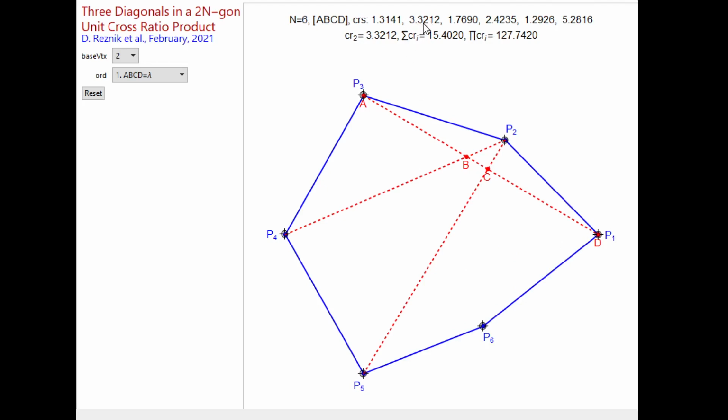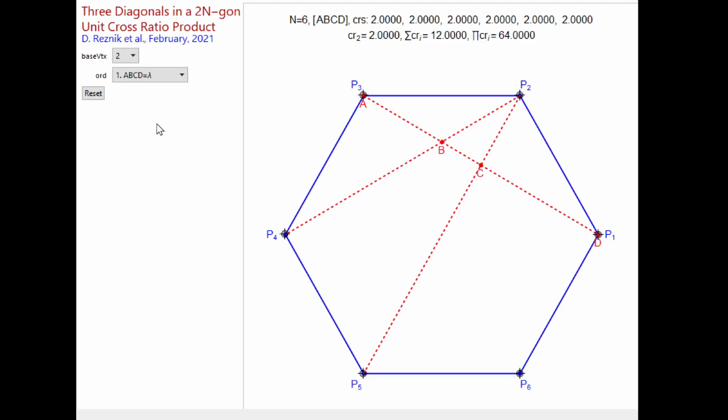Now what this video is about is actually a different phenomenon. Let's go ahead and go back to our regular hexagon. Here's our regular hexagon. And I want to define a different ordering to compute this cross ratio with. I'm computing the cross ratio in the usual way, and it's represented as AB semicolon CD, so we get AC times BD divided by AD times BC.